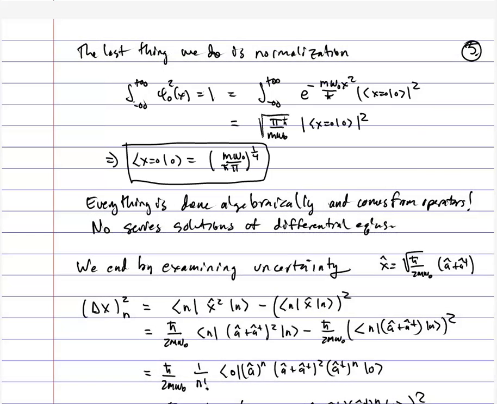Now you see, everything we did in this derivation was algebraic. It all came from operators. In fact, it really all came from the fact that the commutator of x with p was equal to i h bar. Nothing else. No series solutions, no differential equations, nothing like that. I hope you find that this is pretty cool.